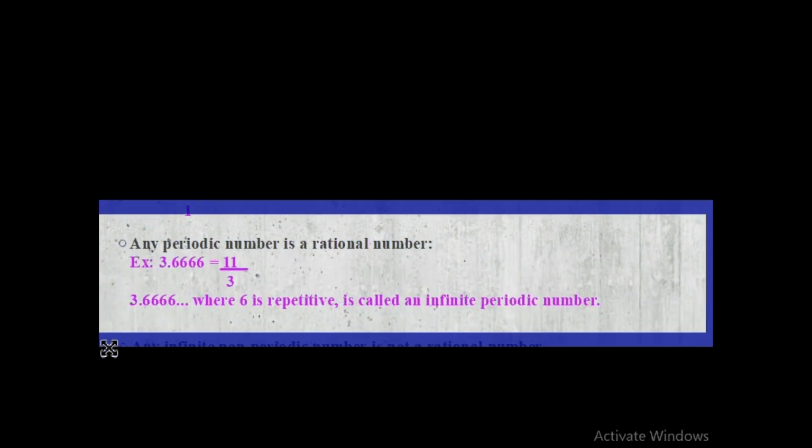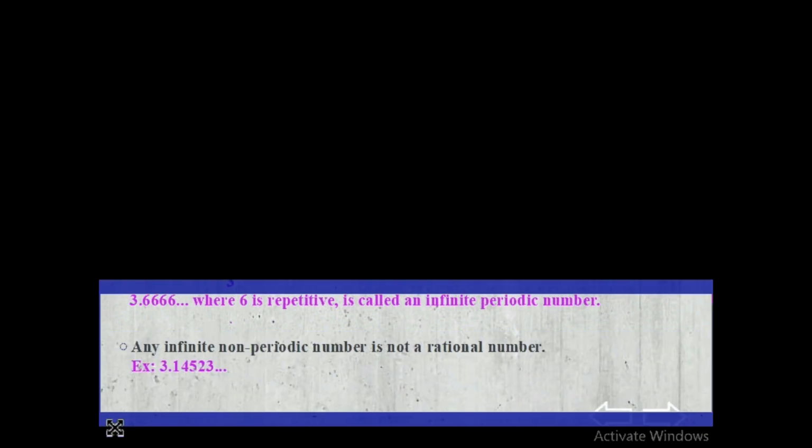Any periodic number is a rational number. 3 and 6,666 10,000 is equal to 11 over 3. Where 6 is repetitive, this number is called an infinite periodic number. Any infinite non-periodic number is not a rational number.